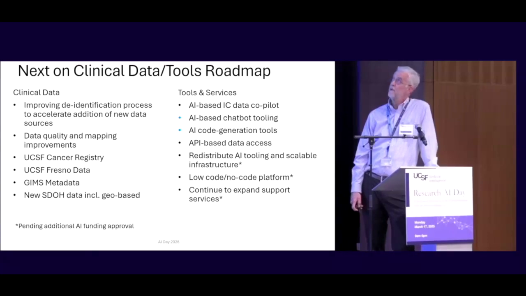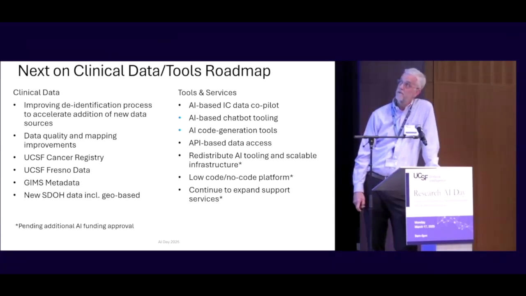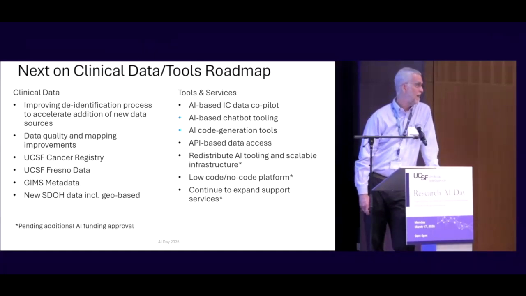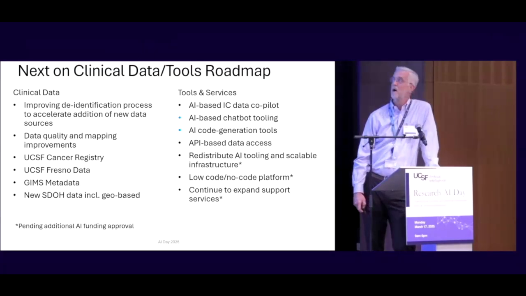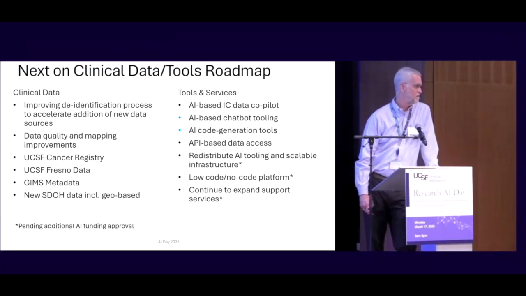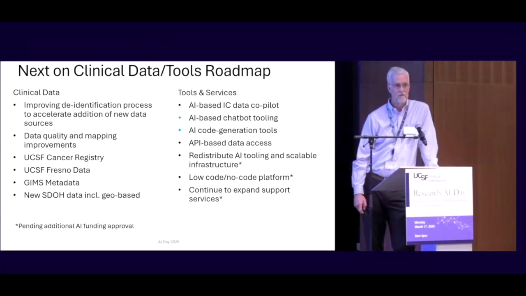Lastly, our roadmap here, you can see on the data side, we're doing things both to improve our data and make it quicker to bring in new data types, as well as bringing in some new clinical data types. On the tool side, you can see almost everything we're doing is AI-based. And that's because we're trying to lower the bar for researchers, so that more and more people can use AI in their research in an easier way. And you can see some of the things we're doing there.